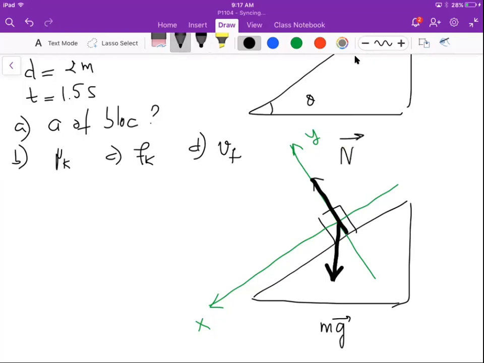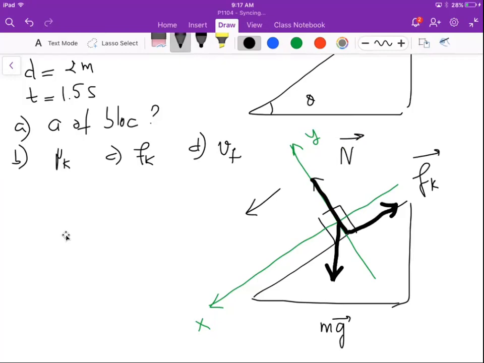And since the object is moving downwards in this way, and we know that there is a friction force between the object and the surface, then this friction force is definitely opposing the motion. So it is in the opposite direction with respect to the motion. So this is Fk, the kinetic friction force.